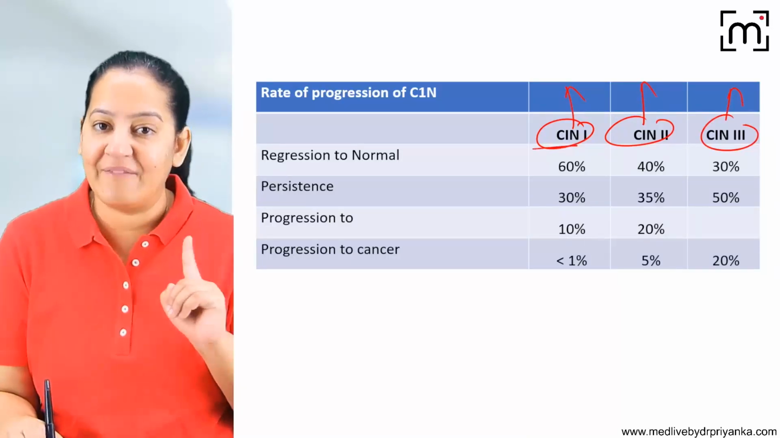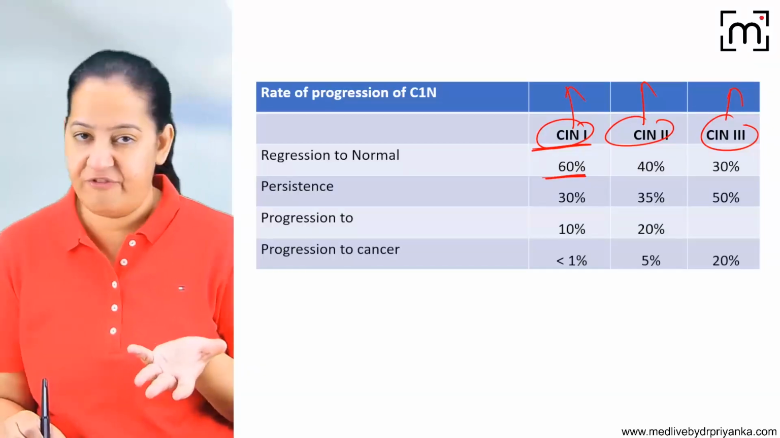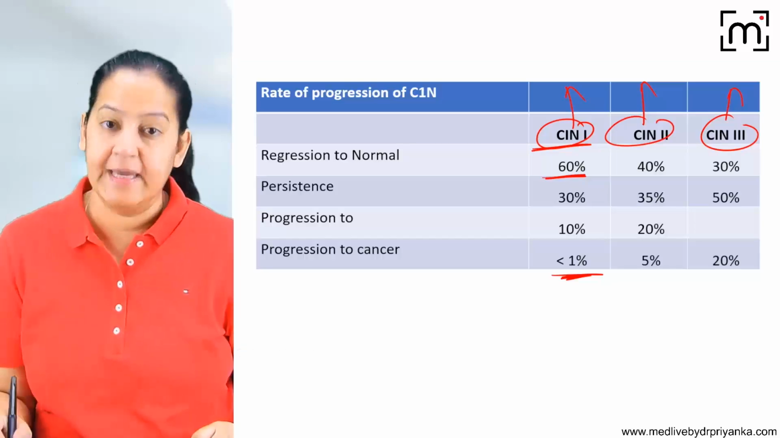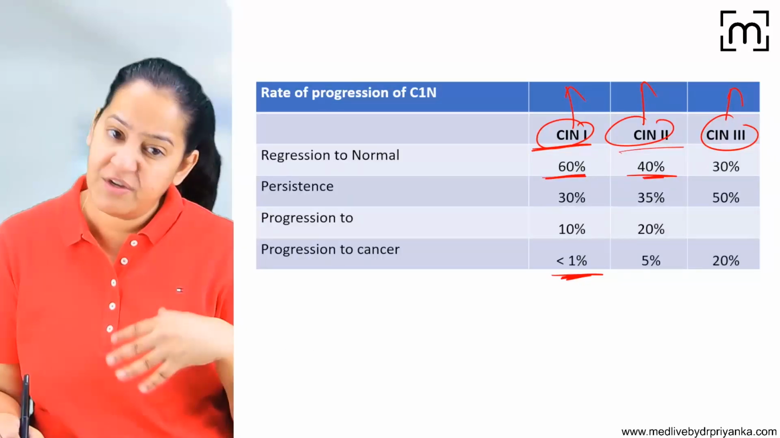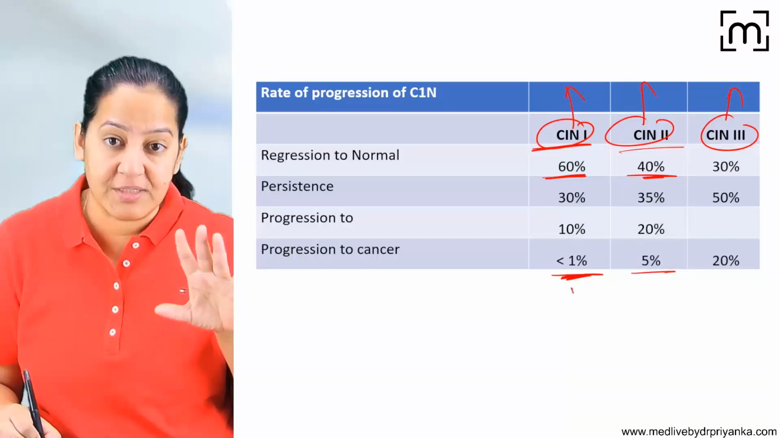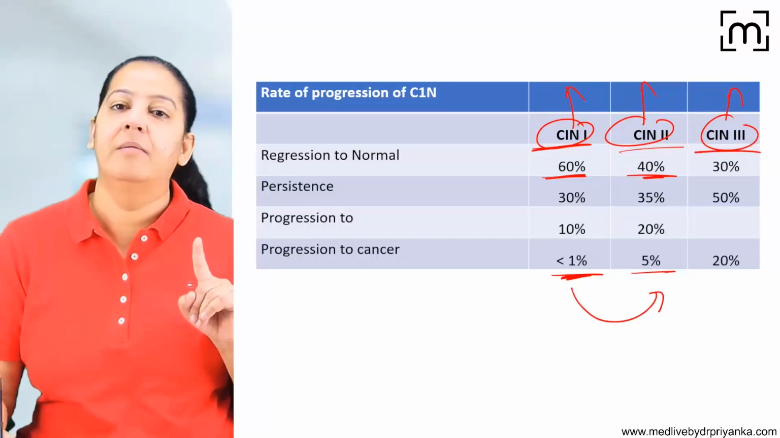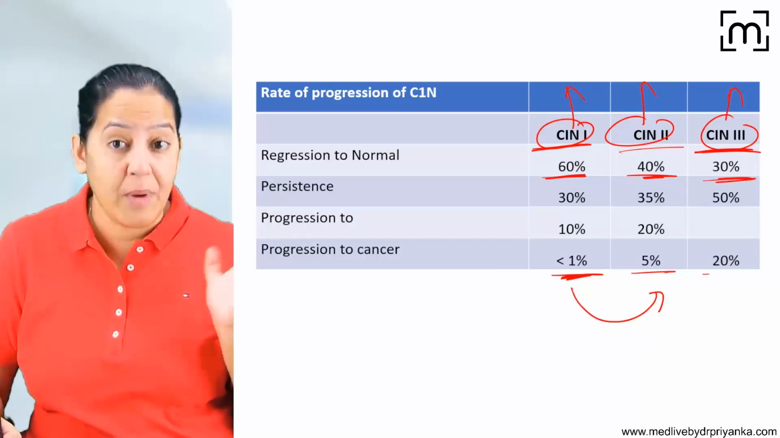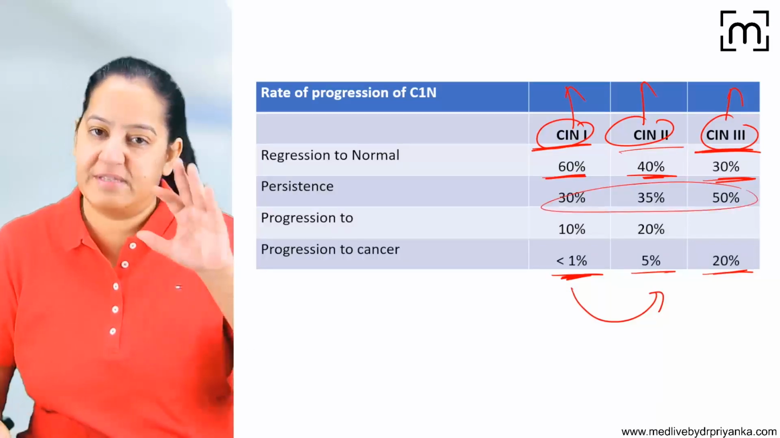If a lady has CIN1, there is a 60% chance she will become normal if treatment is given, and less than a 1% chance it will convert into malignancy. If a female has CIN2, there is a 40% chance she will become normal, but a 5% chance she will develop malignancy of the cervix. If a female has CIN3, there is only a 30% chance she will become normal, and a 20% chance she will have malignancy. The remaining will remain the same.